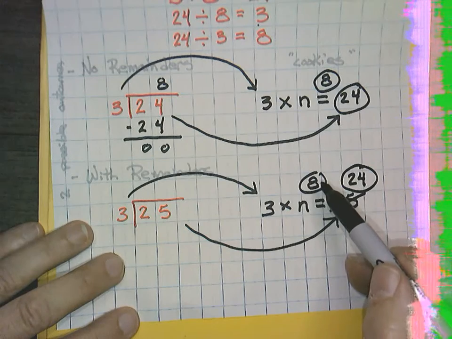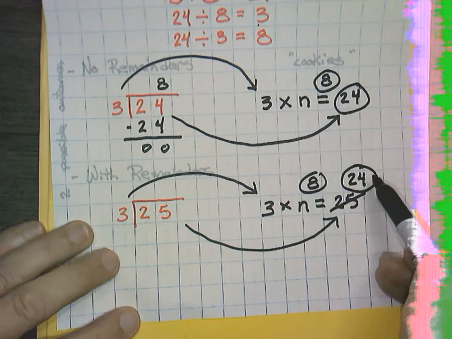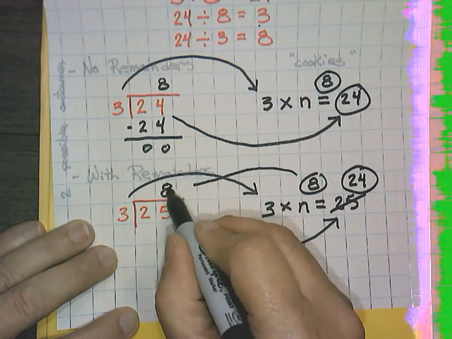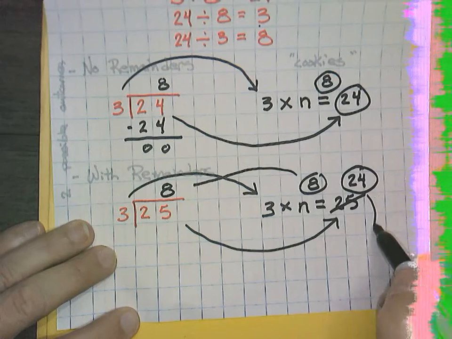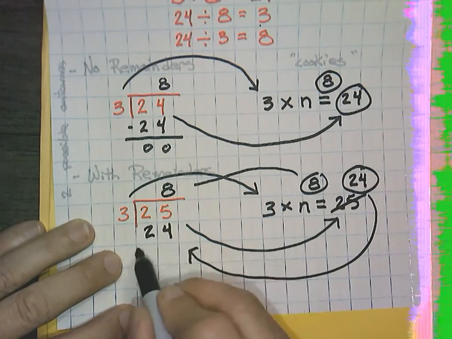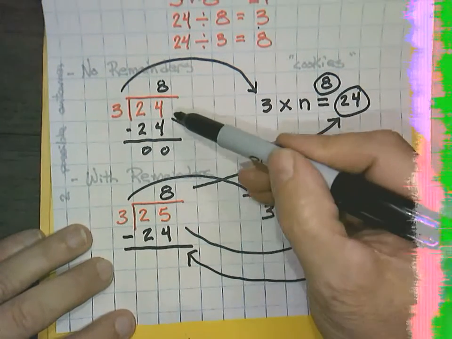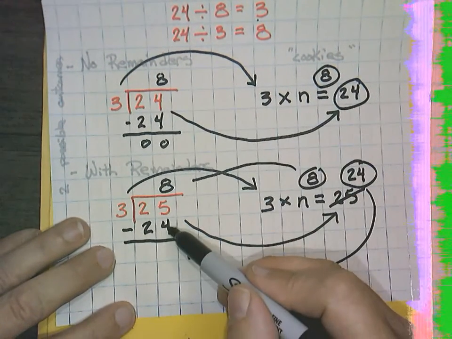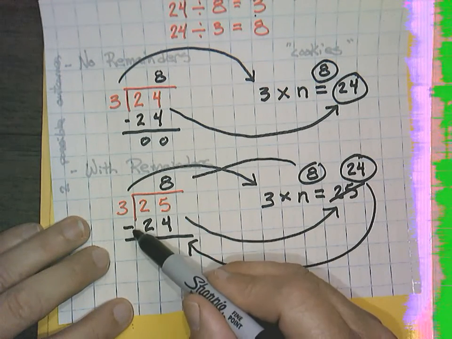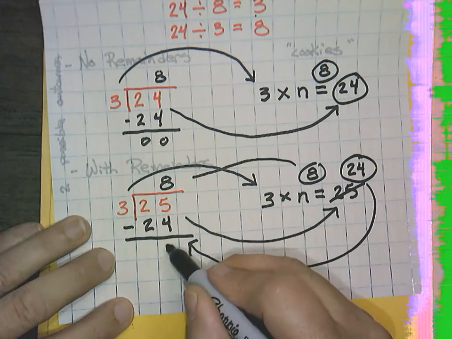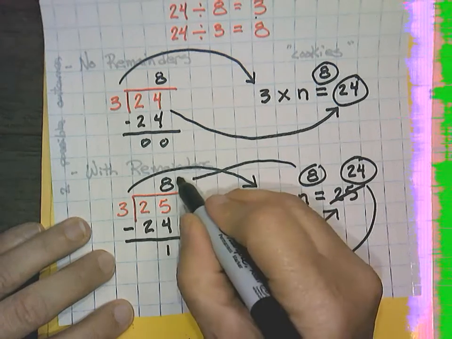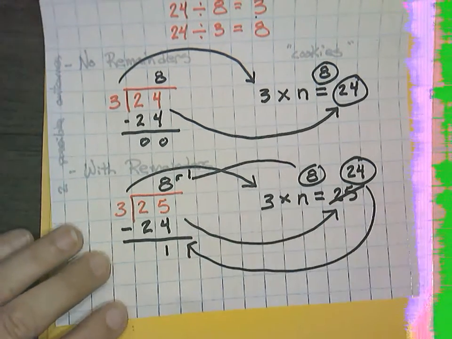Notice that I circled both numbers, the 8 and the 24. This 8 goes on top up here, and this 24 goes down here. But notice this time, instead of it being the same, it's not the same. It's different. Remember in math, different or difference means that you subtract. 5 take away 4 is 1. So our answer is 8 with a remainder of 1.